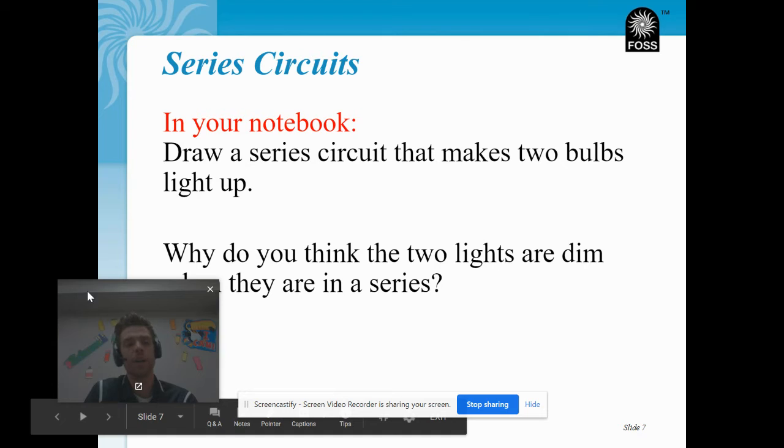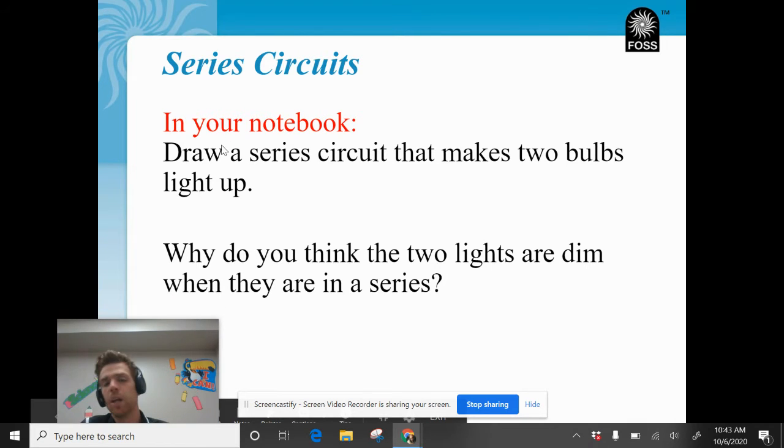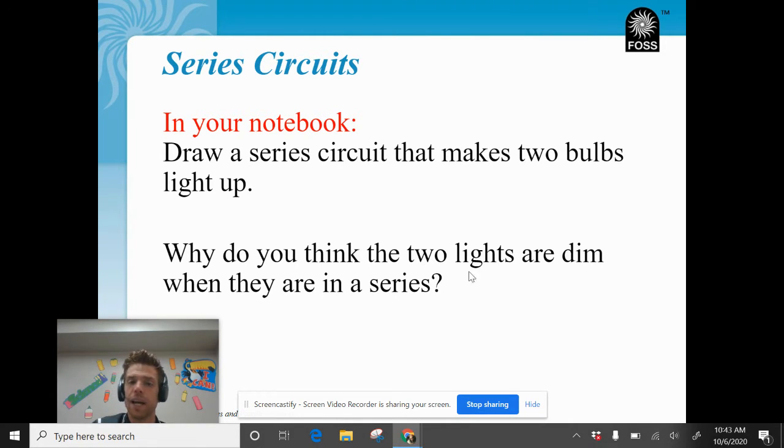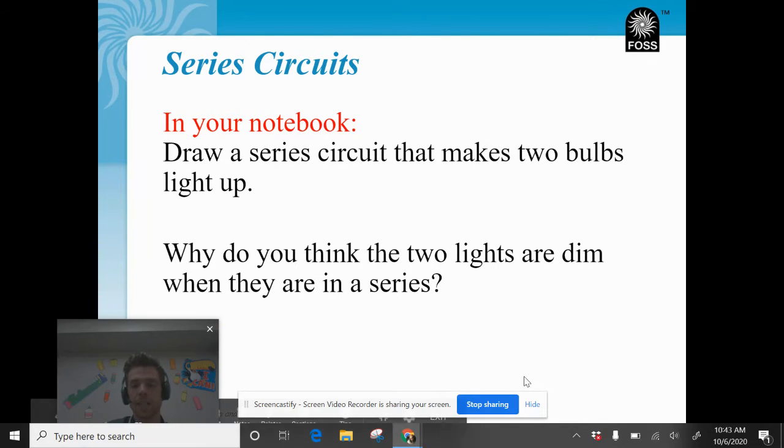Awesome thoughts. So what I'd like you to do right now is take out your notebook. Draw a series circuit that makes two bulbs light up. Okay? Why do you think the two lights are dim in that series? So you may want to go back one slide so you could draw something similar. This isn't art class right now, this is social studies. So just give me a sketch drawing of a circuit with two light bulbs that would light up. All right? And then what you thought about earlier as to why they are dim. Write that in your notebook. Next slide.